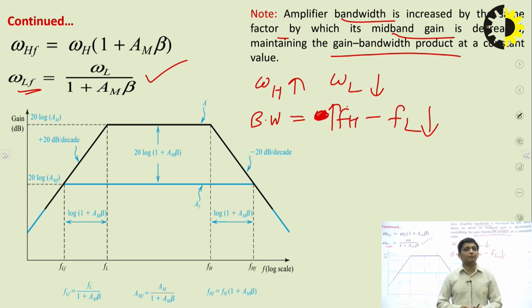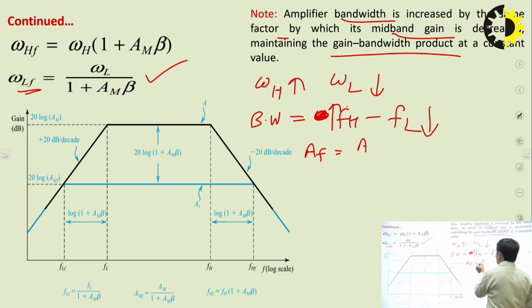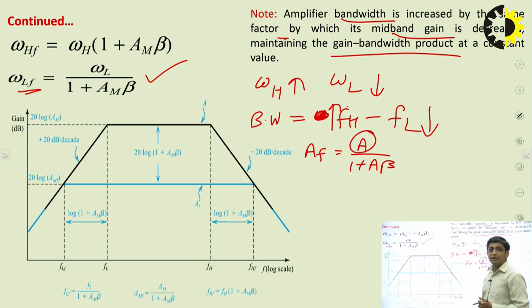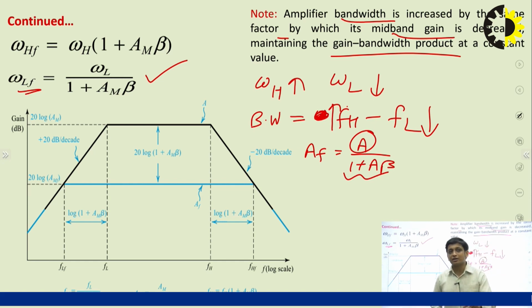This is the only limitation of negative feedback, and that limitation is that negative feedback reduces the gain of the amplifier. We have seen that the gain of the negative feedback system AF is A upon 1 plus A beta. When we had not applied negative feedback, the gain was A, and when we apply negative feedback, that gain A is reduced by the factor 1 plus A beta. So this is the drawback of negative feedback, because by applying negative feedback the gain is reduced.